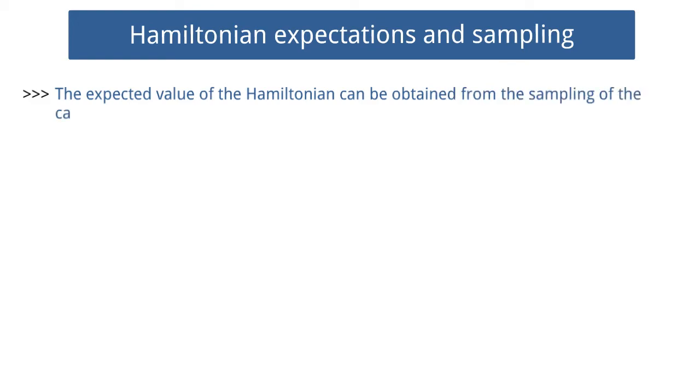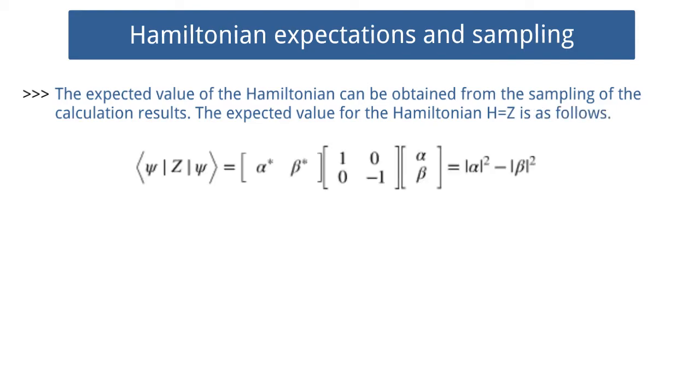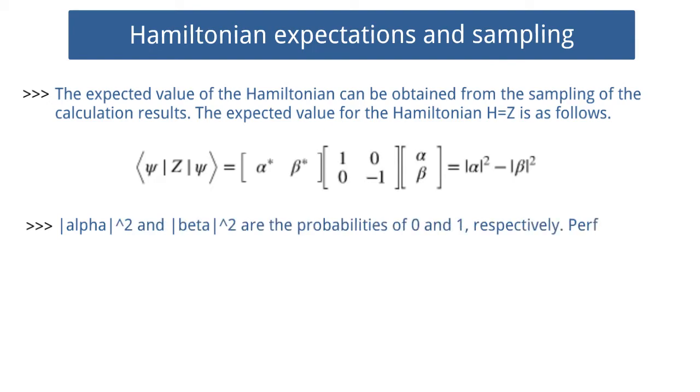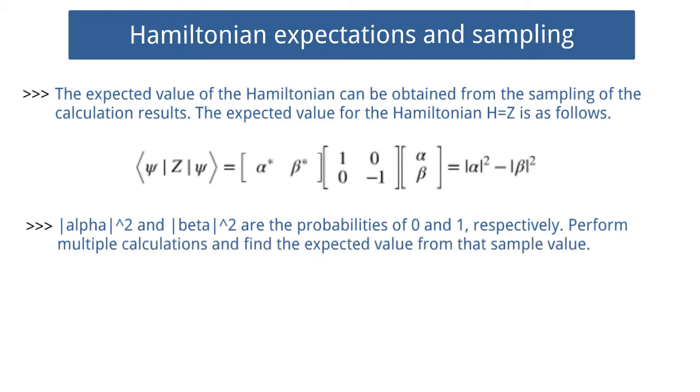Hamiltonian expectations and sampling. The expected value of the Hamiltonian can be obtained from the sampling of the calculation results. The expected value for the Hamiltonian H equals Z is as follows. ⟨ψ|Z|ψ⟩ equals the matrix of alpha* and beta* times the matrix of [1, 0] and [0, -1] times the matrix of alpha and beta, equals alpha squared minus beta squared. Alpha squared and beta squared are the probabilities of 0 and 1, respectively. Perform multiple calculations and find the expected value from that sample value.